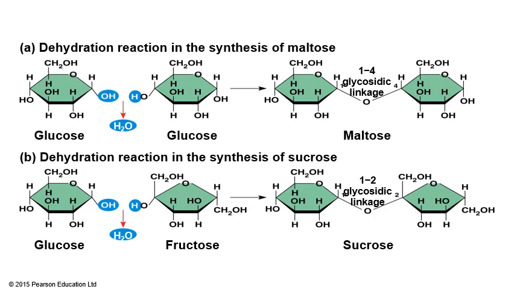Glucose and fructose, they are put together by a dehydration reaction. So extracting out one molecule of water, glucose and fructose become sucrose. So it is connected by a 1,2-glycosidic linkage.